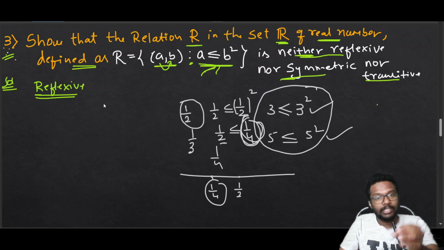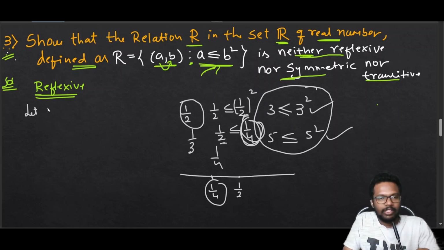Better you remember this question: whenever they ask a less than or equal to b square, and they ask to show neither reflexive nor symmetric nor transitive, just remember each value to fail reflexive, to fail symmetric, to fail transitive, then it will be easy to write in exams. Okay, I hope you got it.